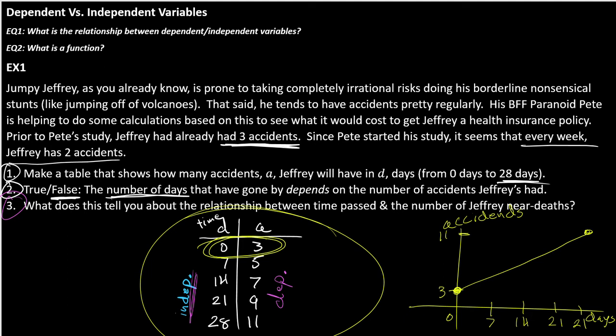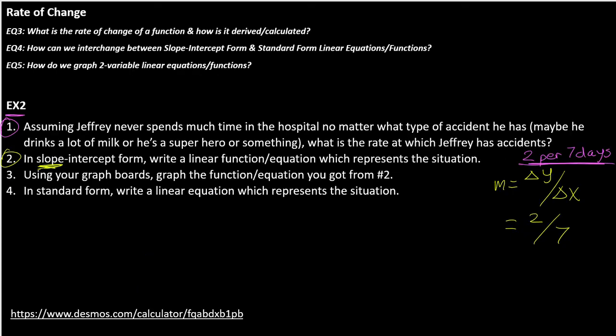So what have we got? If we're writing it in slope-intercept form, y equals mx plus b, right? We can simply say that A accidents is equal to m, which we know is 2 accidents per 7 days, times the number of days, right? mx. So y equals mx, and then our y-intercept was 3.